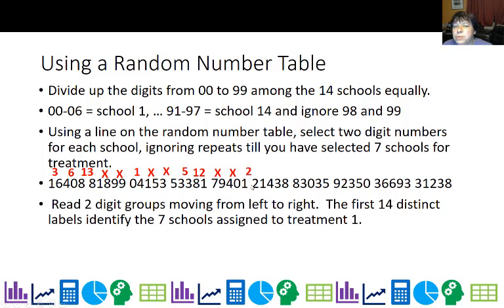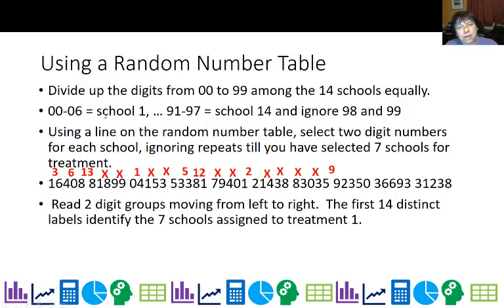12 is in group 2, which means I'm, let's see, I'm almost there. I've got 1, 2, 3, 4, 5, 6. 14 is in group 3, believe it or not. 38, I've already used. 83, nope, that's group 1. 59 is group 9. So the schools I would choose are schools 1, 2, 3, 5, 6, 9, 12, and 13 if I'm trying to go in order.